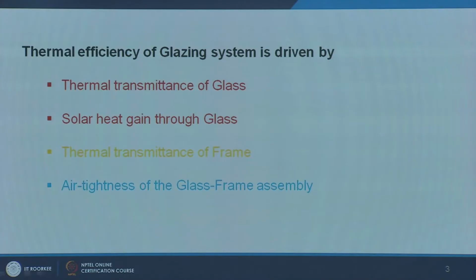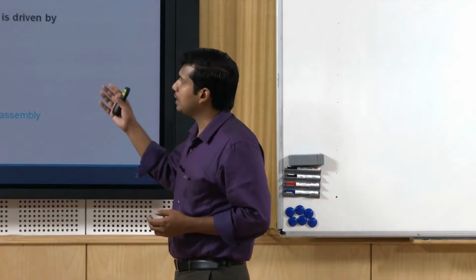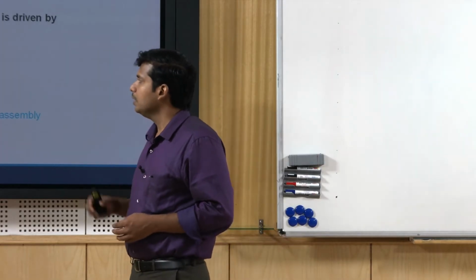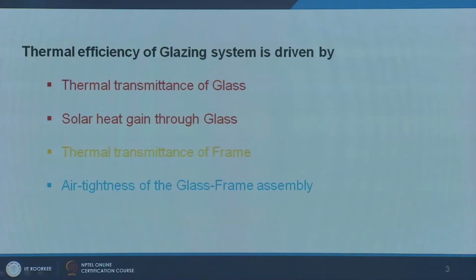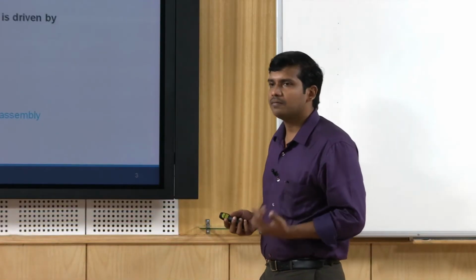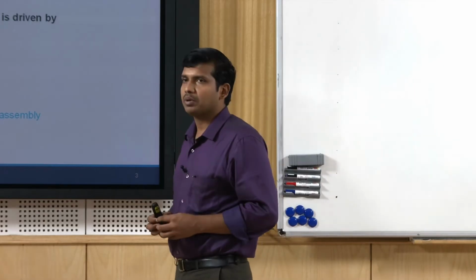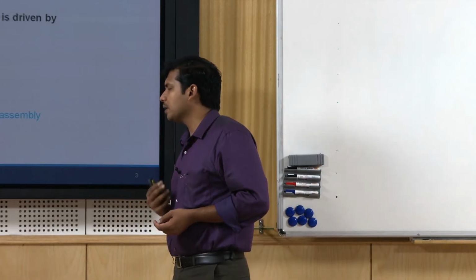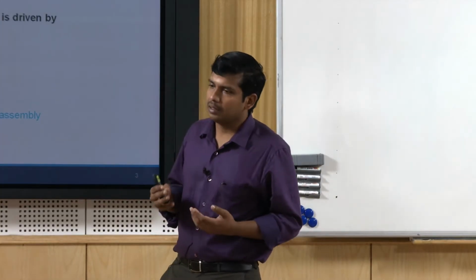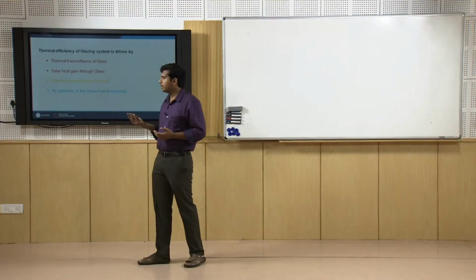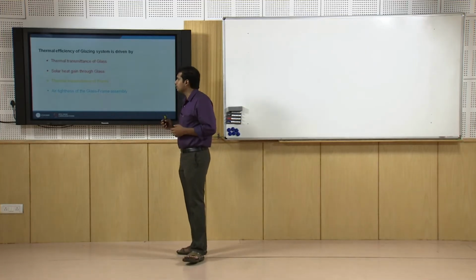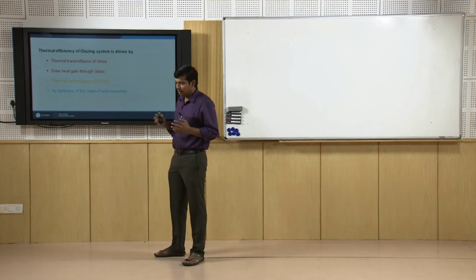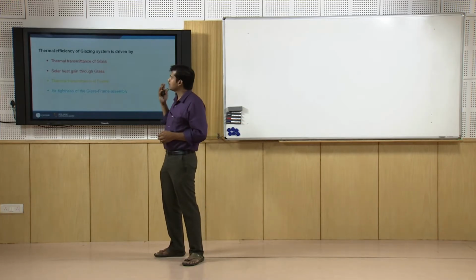The next thing is the thermal transmittance of the frame, which is no less important than the glass itself. It is also crucial. And the last thing is the air tightness of the glass frame assembly, how well your glazing system is sealed. If you have a lot of infiltration, as we discussed in the previous modules, we will have heat gains and losses, hot air coming in. When you heat your building, the hot air will go out, and there will be unintended heat gains and losses. In that case your cooling load or heating load will go up considerably.